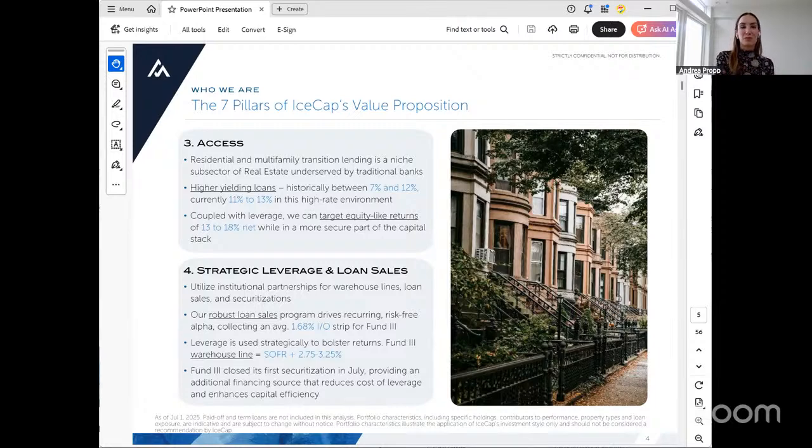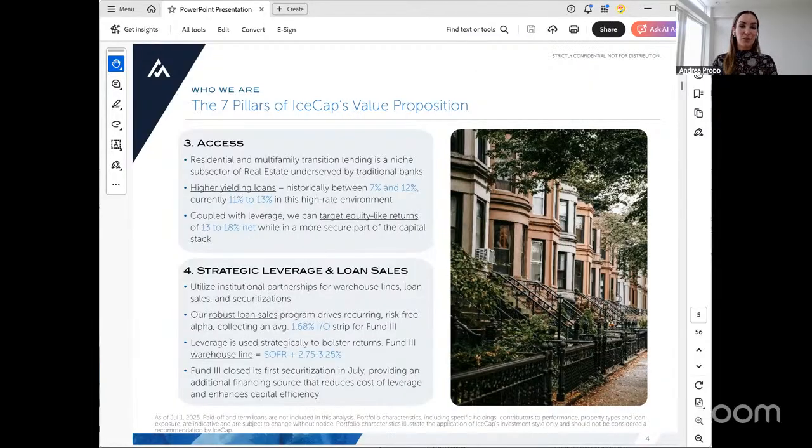And then once we couple that origination effort with our leverage and loan sales, that's ultimately how we're able to get equity-like returns without the risk of being in equity. You're much safer in this debt part of the capital stack.